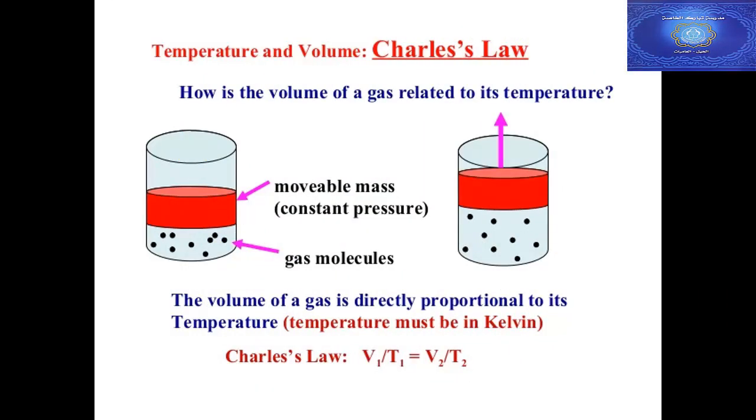To write the formula of Charles' law, we will use its definition. We said that volume is directly proportional to the applied temperature at constant pressure. So the formula will be V1 divided by T1 equal V2 divided by T2. T1 and T2 are absolute temperature in Kelvin. So we will use temperature in Kelvin, not in Celsius. We can convert from Celsius into Kelvin by adding 273. We will see it later in the questions.